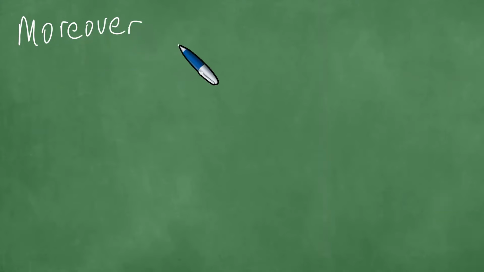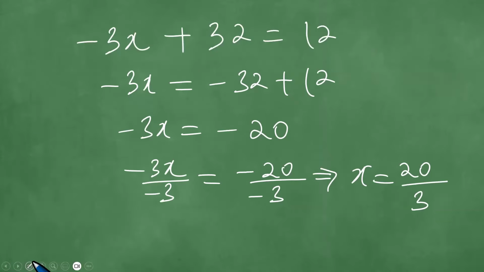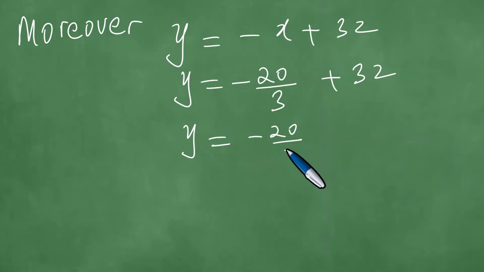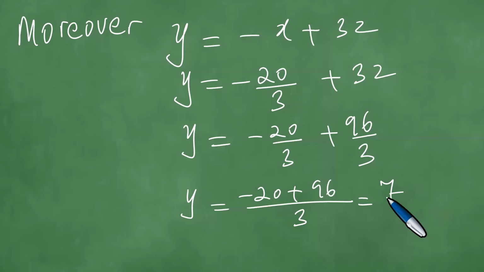Moreover, we note that y is equal to minus x plus 32. What is x? It is minus 20 over 3 plus 32, and you can write 32 as exactly 96 out of 3. Therefore, what we're getting is minus 20 plus 96 out of 3, and the result is exactly 76 out of 3.